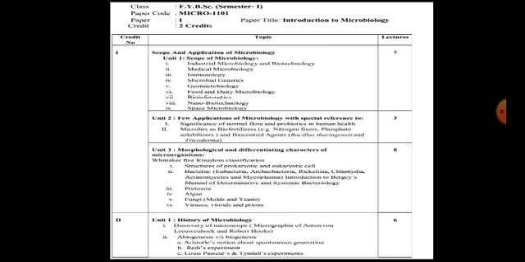Why are the number of lectures important? Because this will tell you the weightage of that particular topic. If the number of lectures is more, then there will be more weightage. This means that more questions will be asked on that particular topic. You see the first column, credit 1, the second column is of topics, the third column is of lectures. So in credit 1, there are 3 units: applications of microbiology.